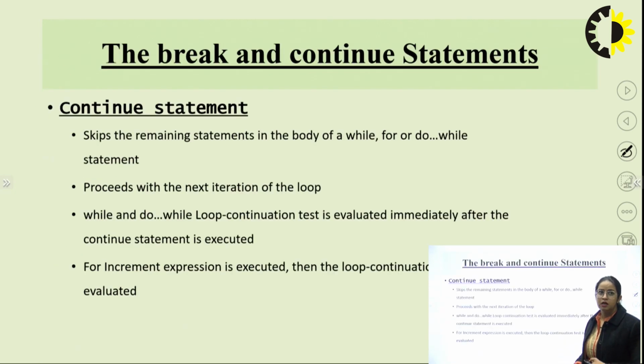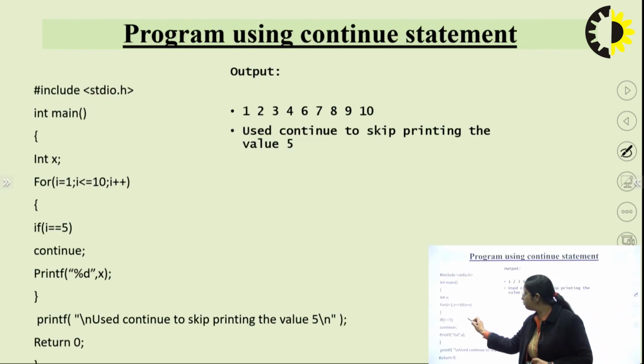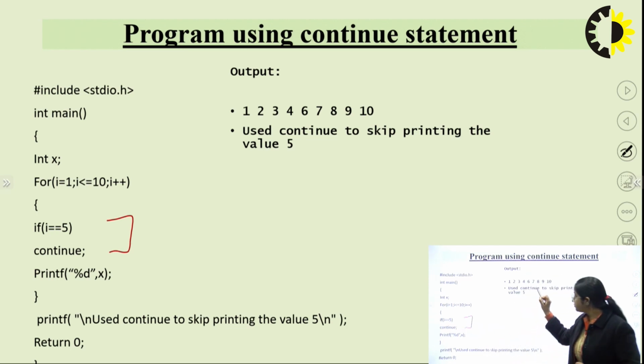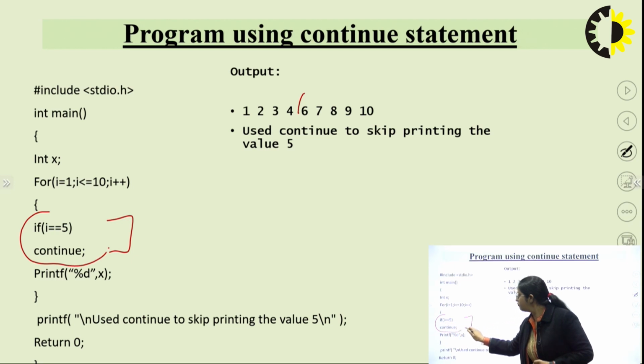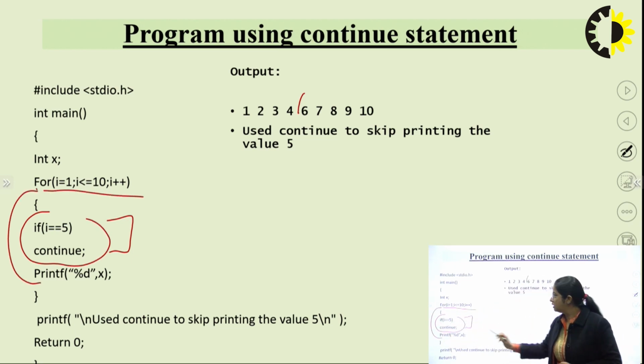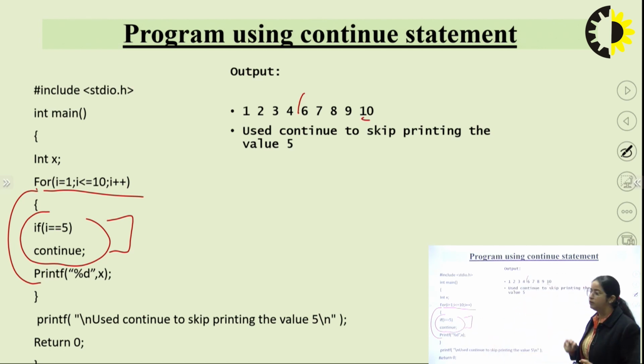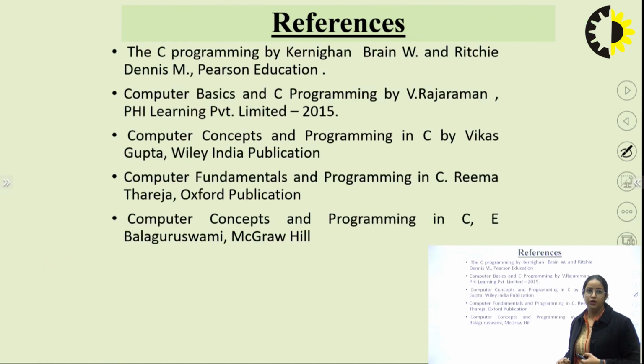This is the break. And what will continue do? It does not come out completely from the loop. It will just skip the current iteration. Like here, if the condition is true, it comes out from that point, but it does not come out of this loop. It comes out only from here. Then again it will keep printing up to 10. So this is continue.